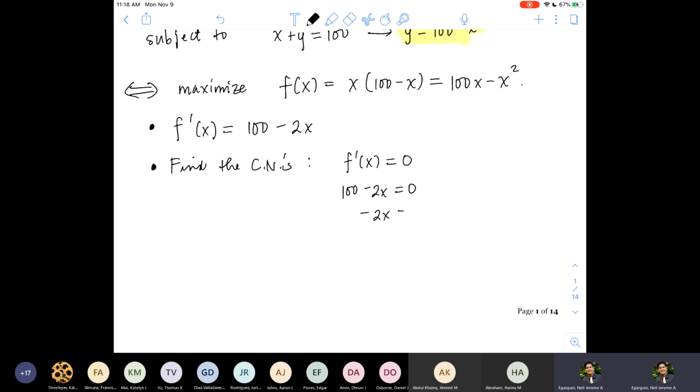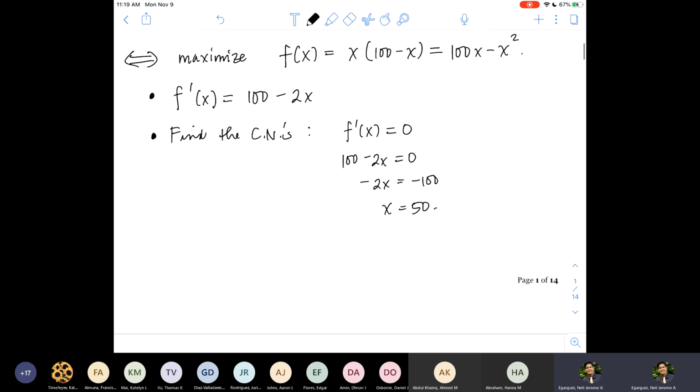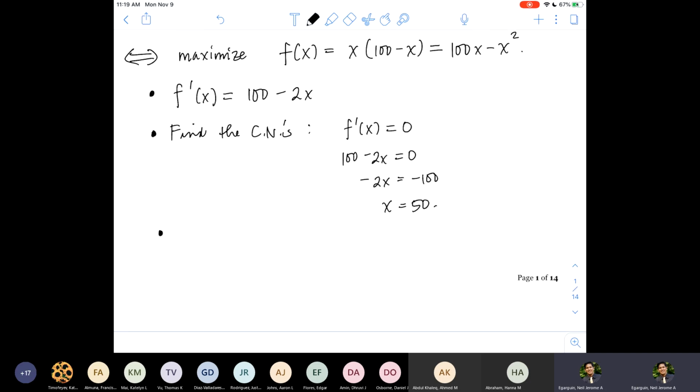So we get negative 2x equals negative 100. So x is equal to 50. Okay, so now we know that 50 is a critical number. All that remains to be seen is whether 50 will give us a maximum or a minimum, right? But maybe I'll put that as an explicit third step. Check if the critical number gives a max or a min.